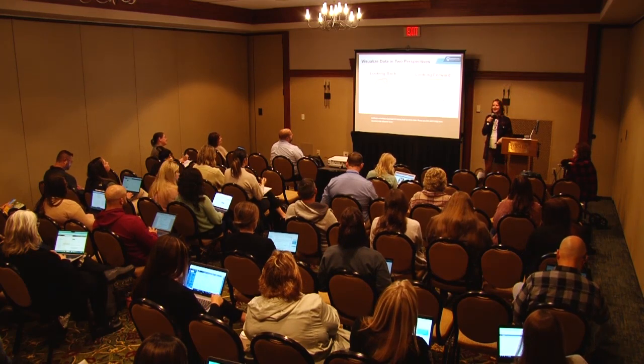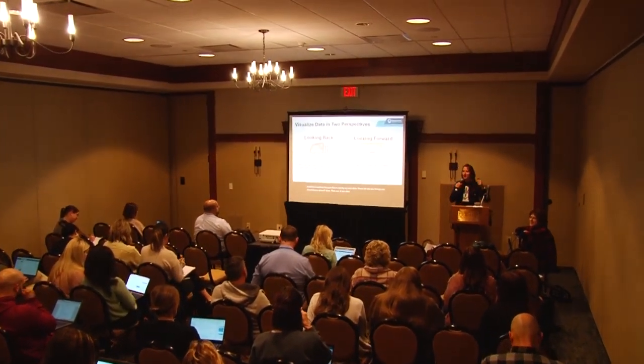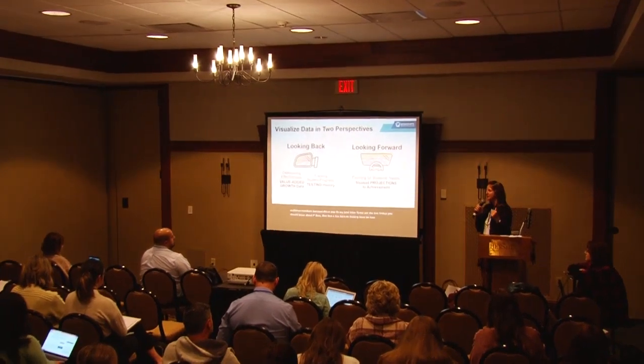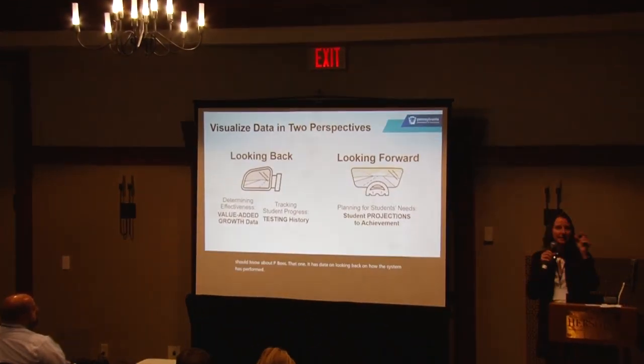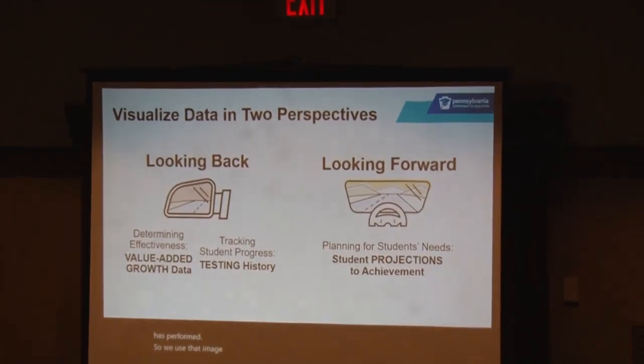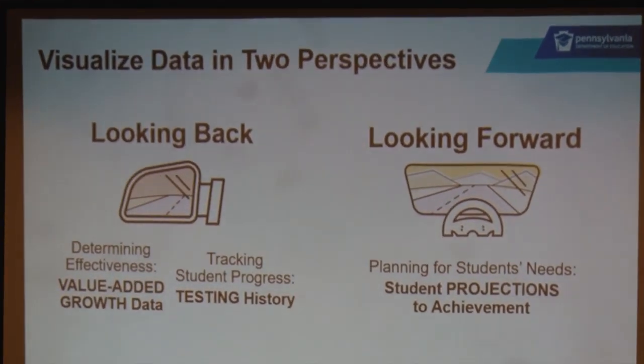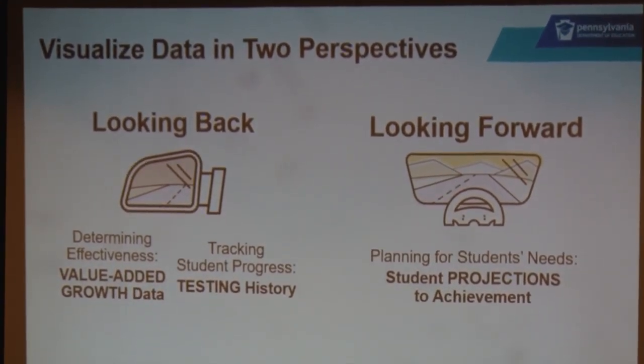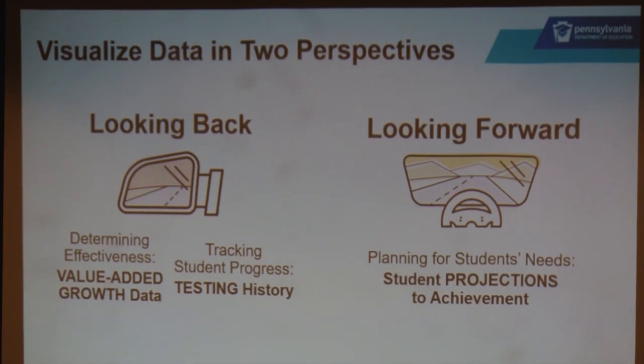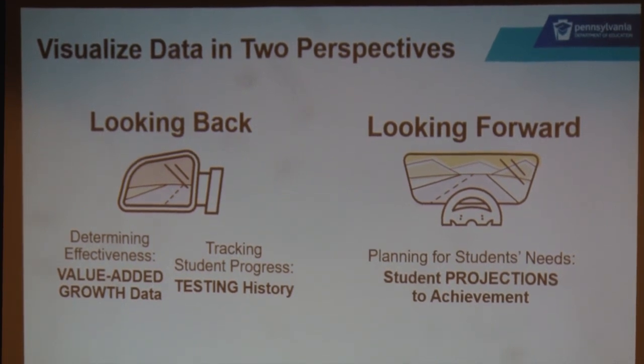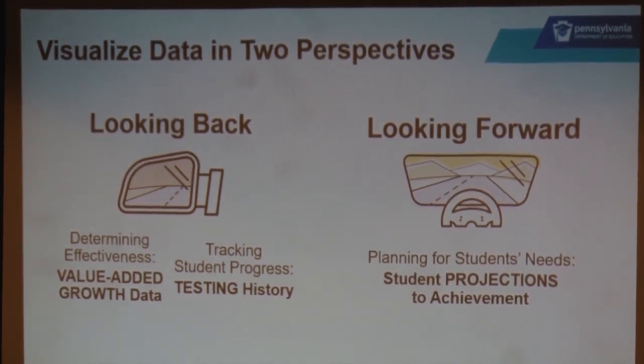That 1, it has data on looking back on how the system has performed. So we use that image of a side view mirror to indicate like when you're driving and you're looking back, that's all the stuff that's behind you. That has happened. So we have measures saying like, all right, for that work that's been done, how effective were we at growing our students? And we call that value added growth data.